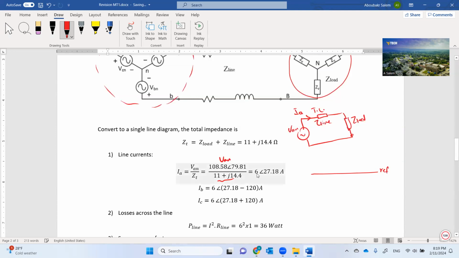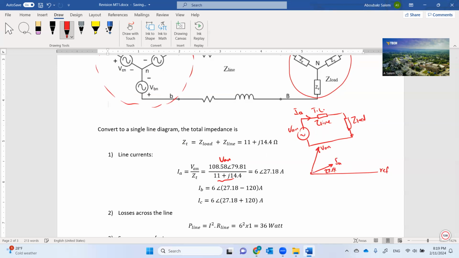I have the current 6 at angle 27. So this is current at angle 27 degrees, 27.18. So this is I. This is IA. And VAN is 108 at angle 79, which means this is going to be VAN.